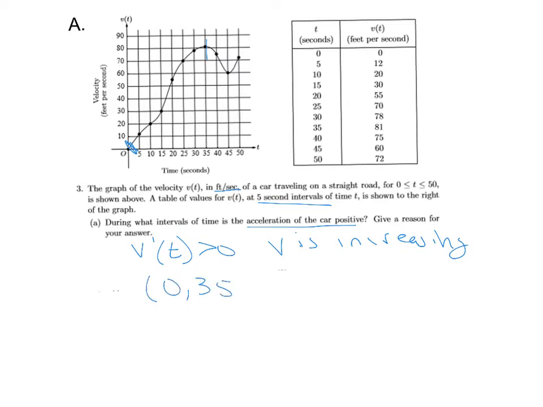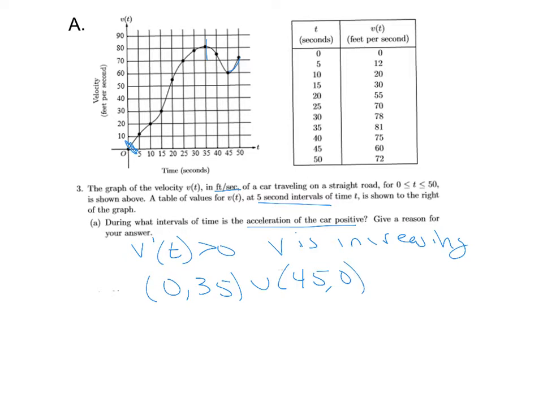Well, they're giving me velocity, right? So where is the acceleration positive? That would be where v prime of t is greater than 0. So that means v is increasing. So where is v increasing in the picture? That would be from 0 to 35, and then union, 45 to 50.